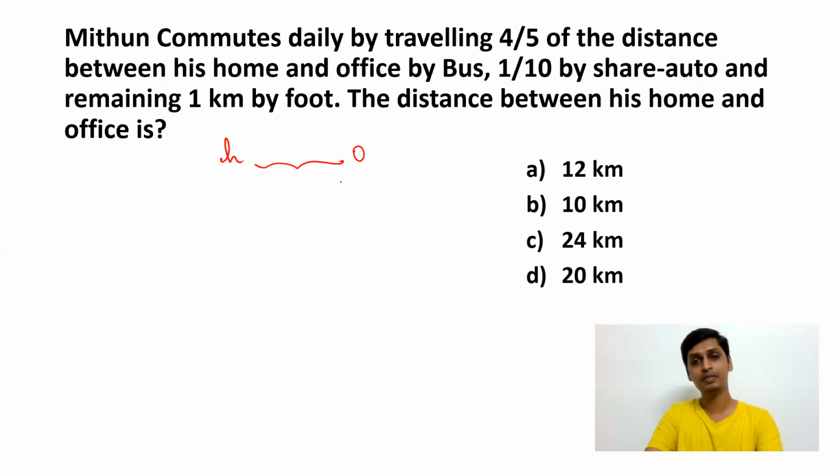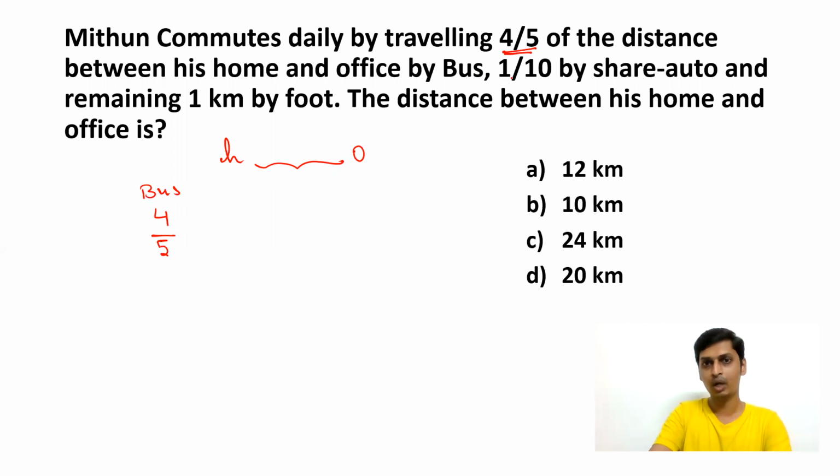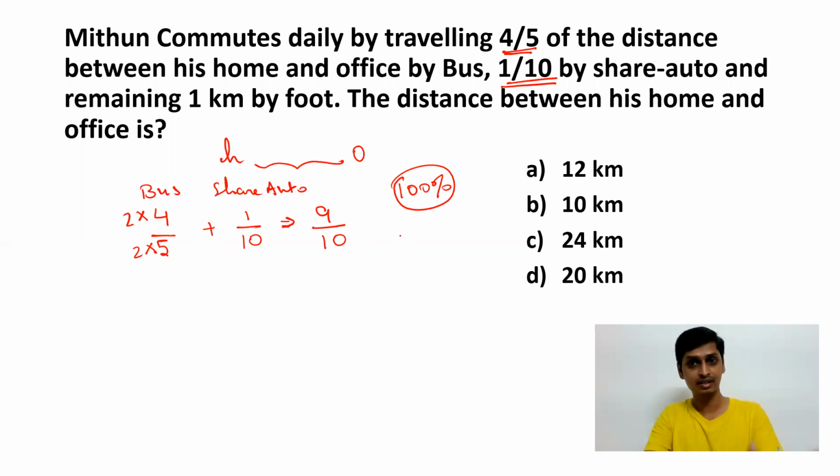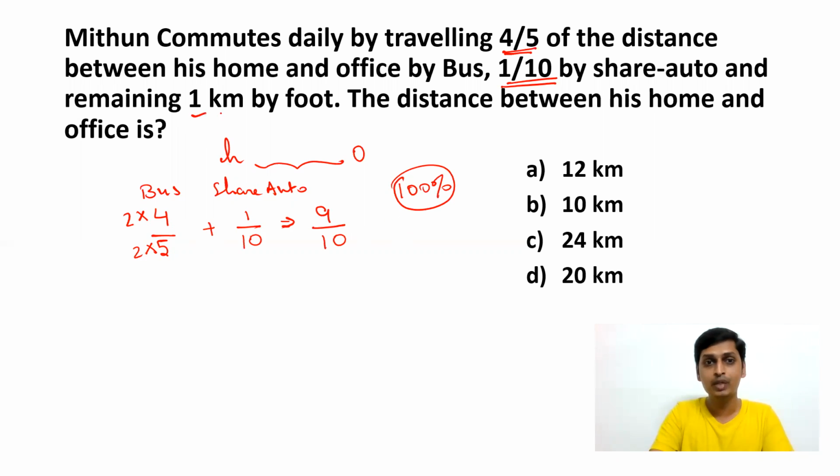Right now, out of this 100%, he travels 4/5 of the distance by bus, and 1/10 by Sarato. So if you add it totally, you can multiply this by 2 and numerator by 2 so that you get an exact fraction. So it is 4 2s are 8, by 2 into 5 is 10, so 8 by 10. So 8 plus 1 is 9 divided by 10. That means out of 100%, 9 by 10 is 90%. He traveled by bus as well as Sarato, and the remaining is only 1 kilometer.